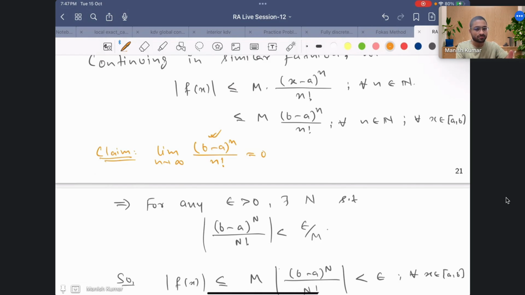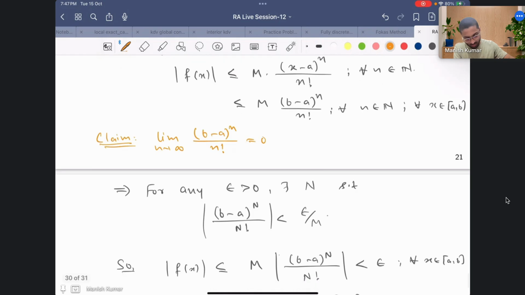Because b minus a is a fixed constant, right? So if you keep on taking powers of that fixed constant, the growth by which it goes to infinity is slower than the denominator. So we only have to use that fact to conclude that this limit is going to be 0.